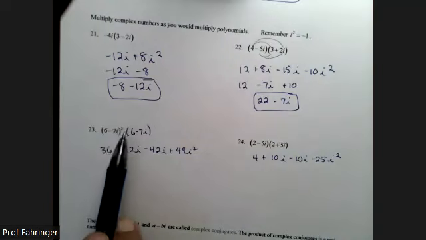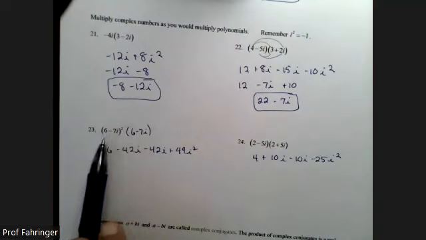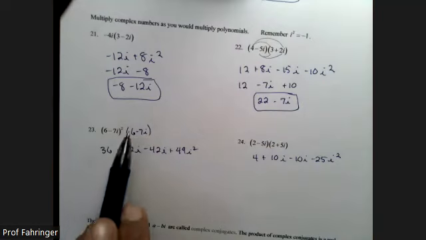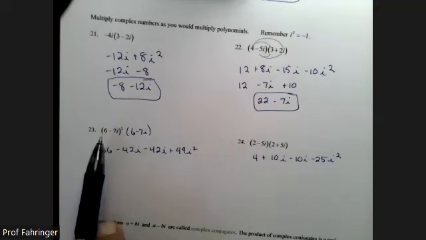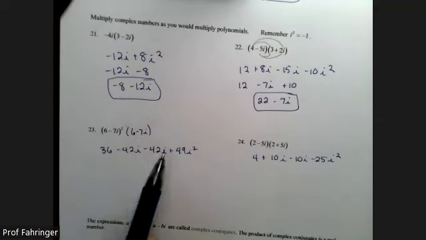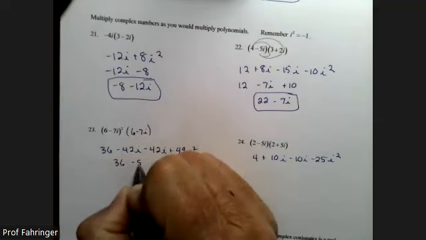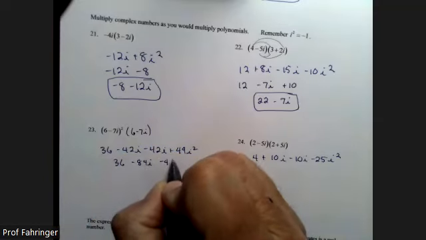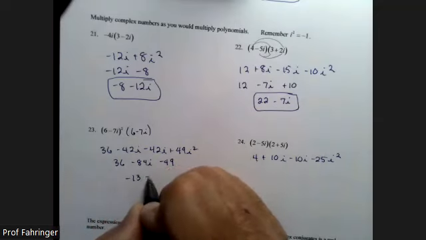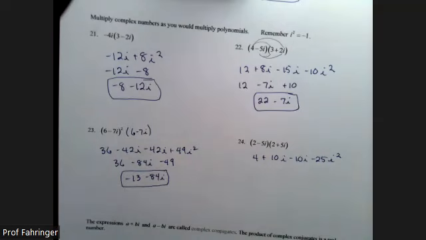Okay. 6 minus 7i squared. I know that means multiply it by itself. That doesn't mean distribute the square to each term. I'm multiplying it by itself. I'm double distributing again. 6 times 6. 6 times -7i. -7i times 6. And yep, I got that. Minus 49. Boom.